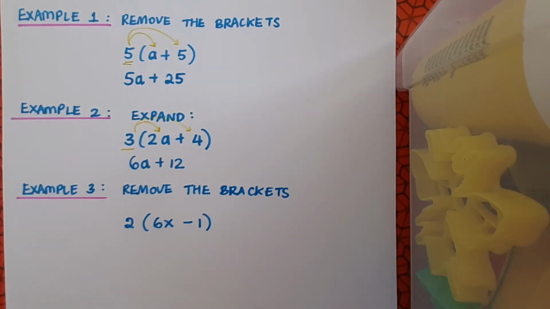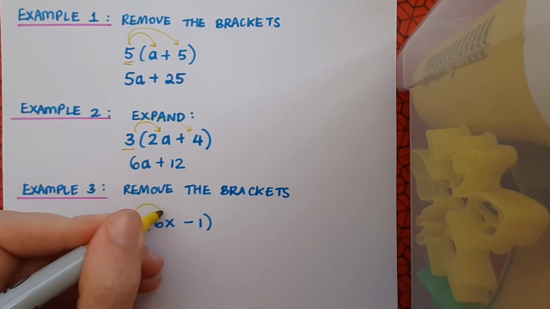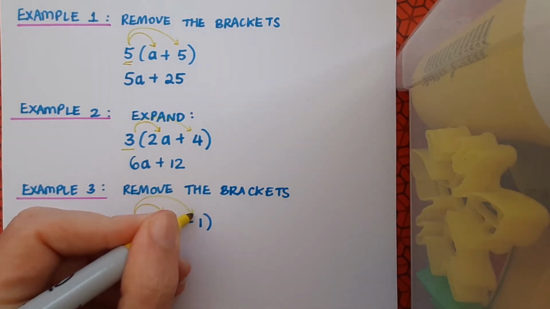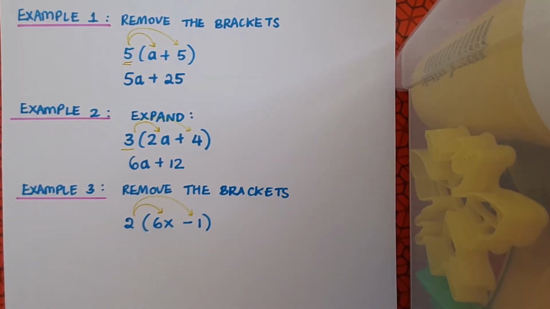Here's my third example. Remove the brackets from 2 bracket 6x minus 1. Okay, so again, I want to take the 2 from the outside and multiply it by each term. Pause the video here, do this yourself, and then check and see if you're correct. So 2 by 6x, 2 by minus 1. I'm just drawing in the arrows to help you see what my plan is.